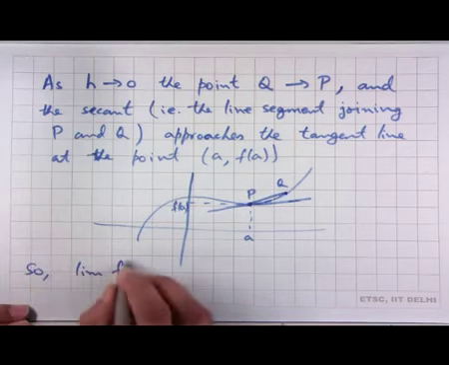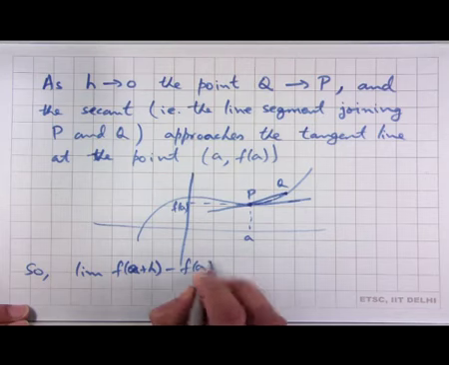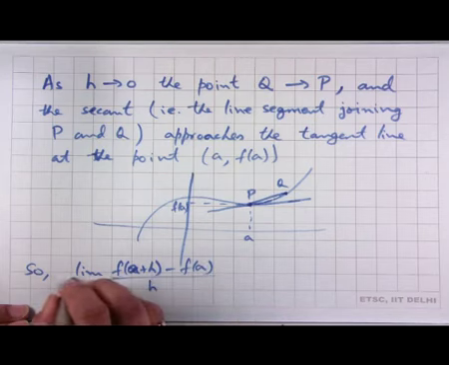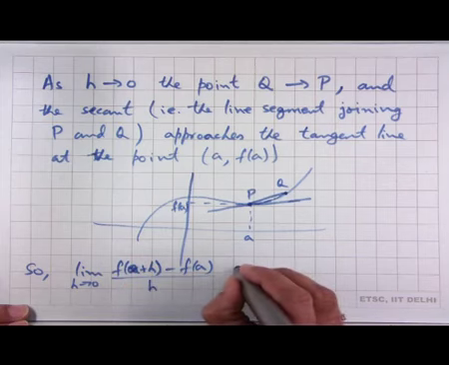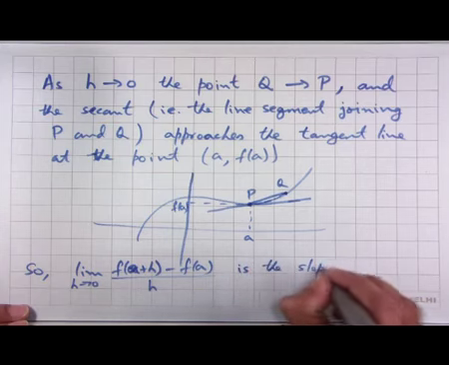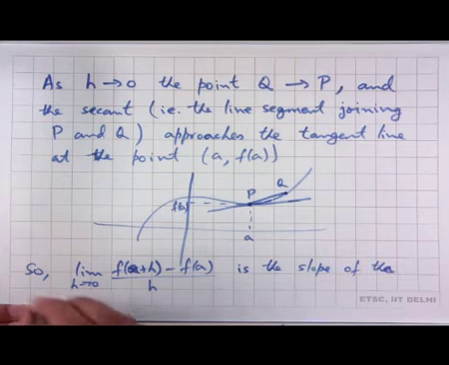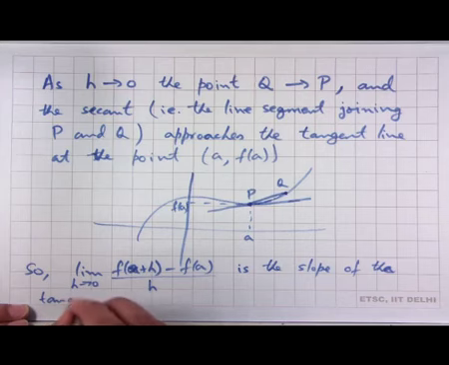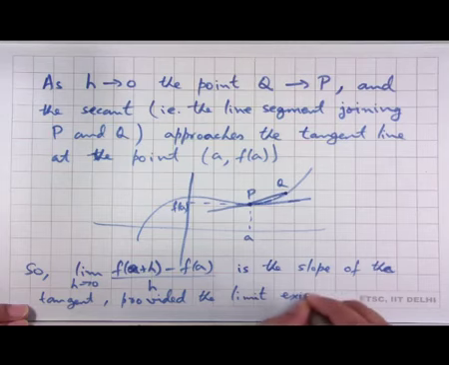So, the limit of f of a plus h minus f of a divided by h, this is the slope of the tangent line, provided the limit exists.